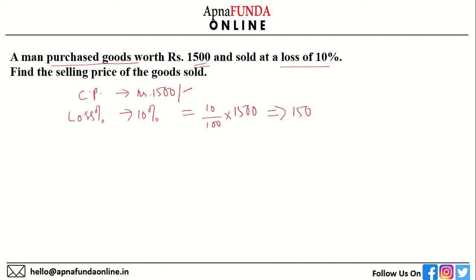So now we need to find the selling price of the goods. Selling price is equal to cost price minus loss. I hope you know this formula. If you have not watched my first video where we have shown these formulas, please make a note of them. So selling price finally becomes 1500 minus 150. So final selling price will be 1350. This is my answer. I hope you have solved along with me and this is the answer you have got.